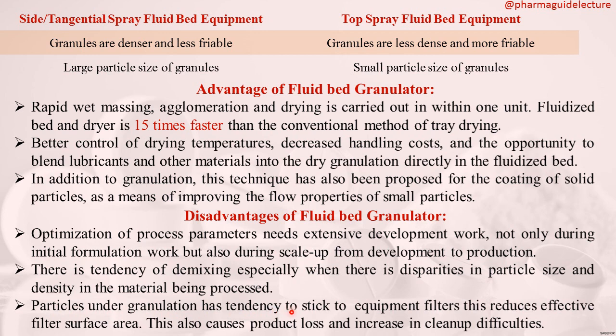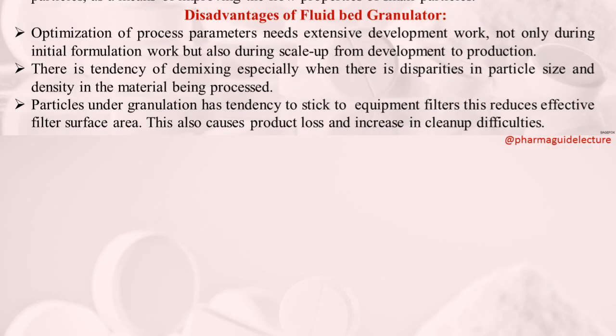Particles under granulation have a tendency to stick to the equipment filters. This reduces the effective surface area of the filter, and this also causes product loss and an increase in cleanup difficulties. There are equipment filters which are attached at the top of the FBD so that the powder particles may not escape from the equipment with the flow of the hot air. So the filters are attached at the top. Now the powder particles may attach to these filters. This will reduce the effective surface area of the filter also. This will cause product loss also and an increase in the cleanup difficulties.